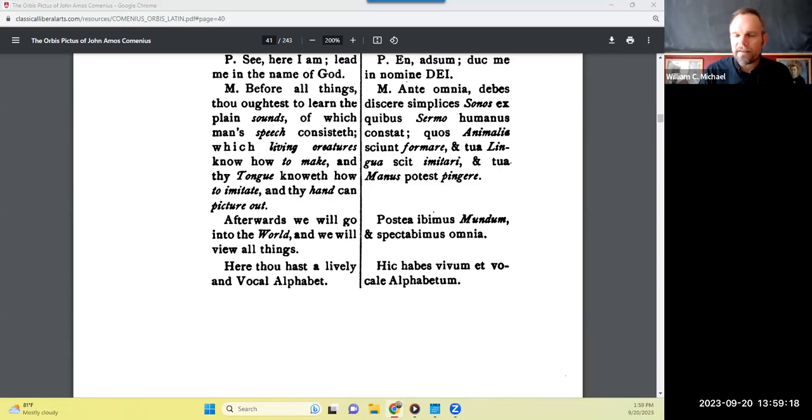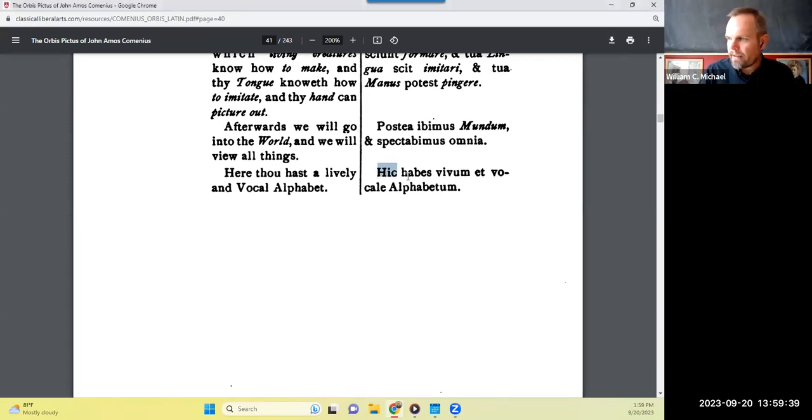Like I'm expecting dad to come home at any minute. So what am I doing? I'm looking out the window because I'm expecting dad to come home any minute, right? Expect actually means to look out for something. Okay, so that comes from spectabimus. We shall view all things. So we're going to take a tour through the world and look at all things.